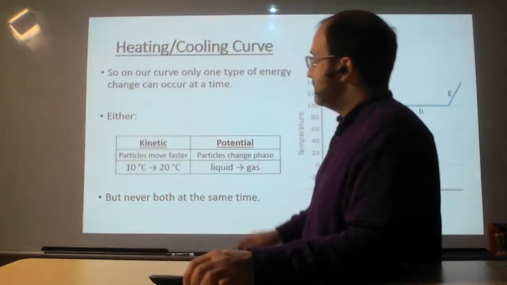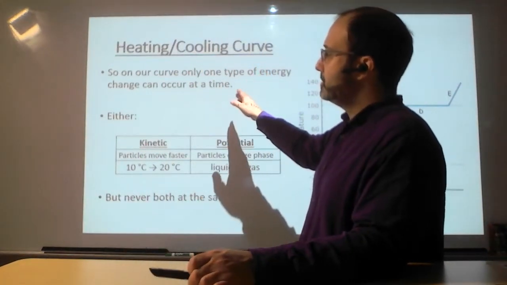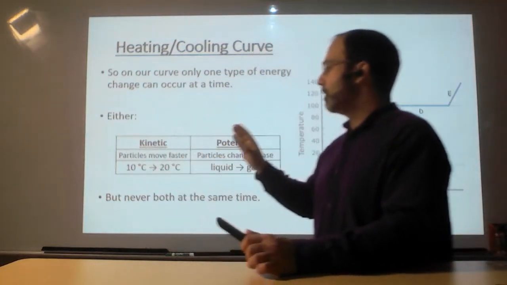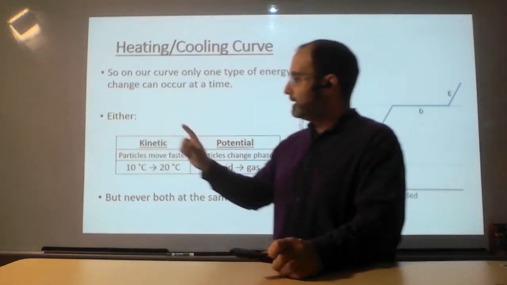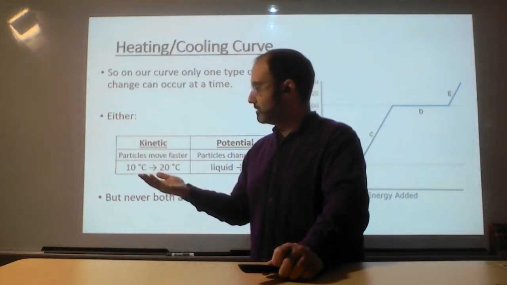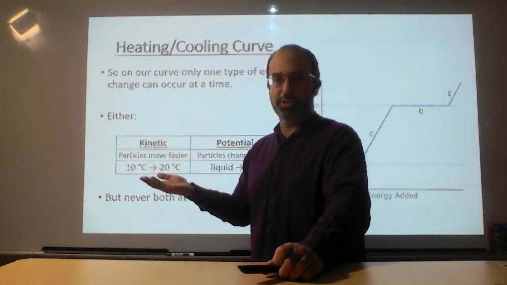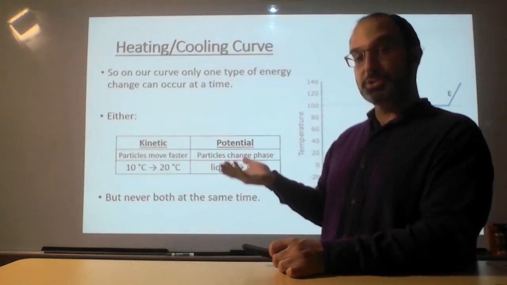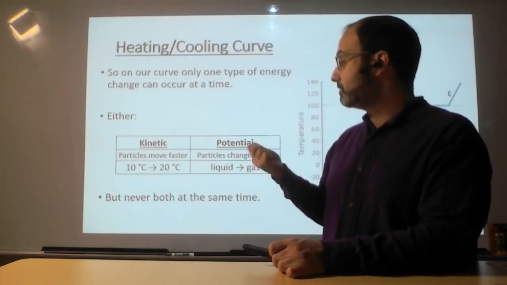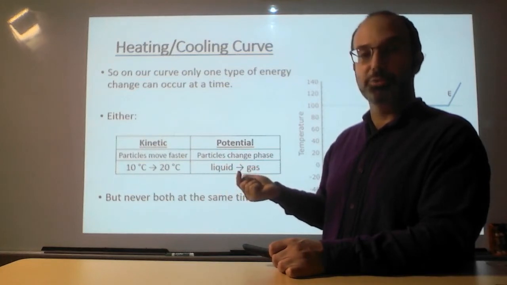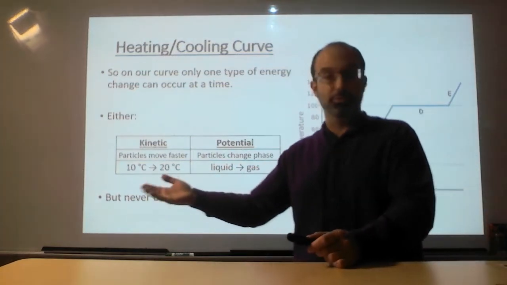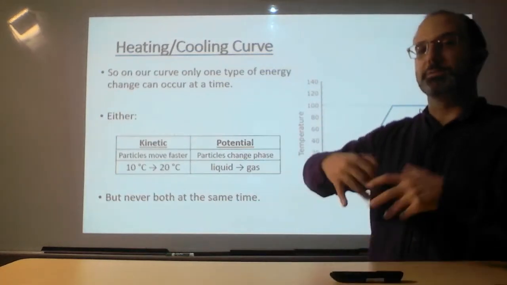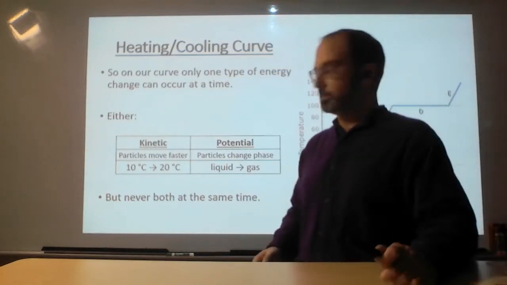So what we see here is that on our curve, only one type of energy change can occur at a time. Either we have a kinetic change or a potential change. A kinetic change means that the particles are going to move faster, like going from 10 degrees Celsius to 20 degrees Celsius. The particles are richer. A potential change means that you end up with particles changing phase, like a liquid going to a gas. Instead of going from 10 to 20, instead of the particles moving faster, they're just paying off their debt. They're breaking free of the intermolecular forces.